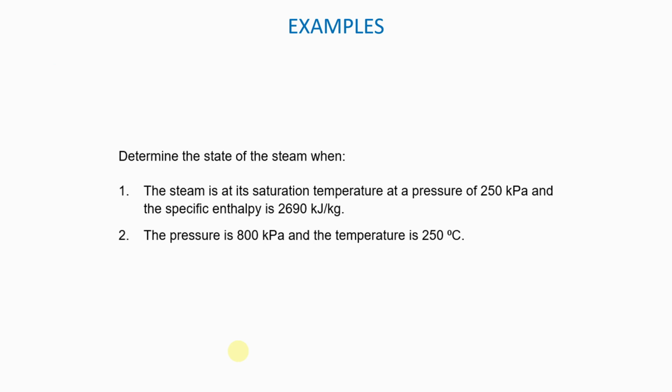Question 1, when the steam is at its saturation temperature and a pressure of 250 kilopascals, and the specific enthalpy is 2690 kilojoules per kg. Okay, so we need to determine the state of the steam. Question number 2, we need to determine the state of the steam if the pressure is 800 kilopascals and the temperature of the steam is 250 degrees. Okay, so let us do this question.